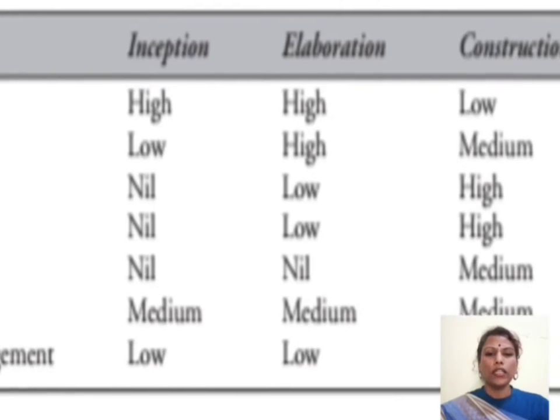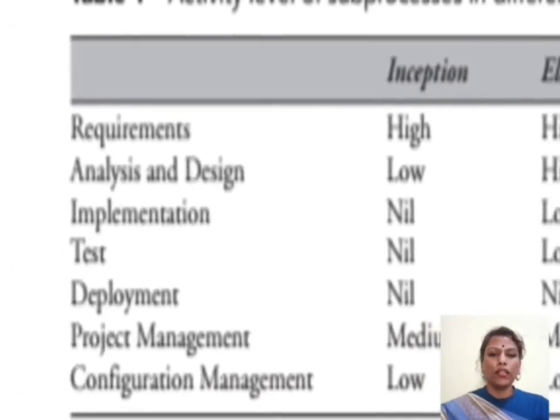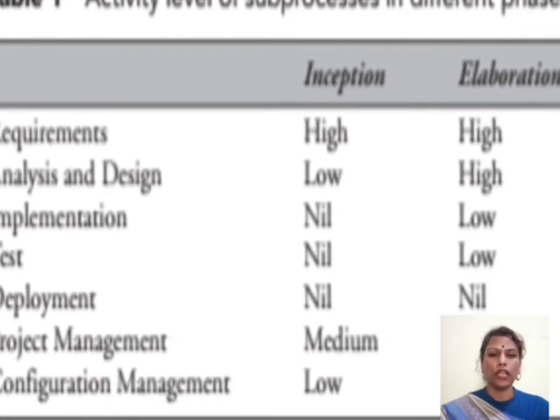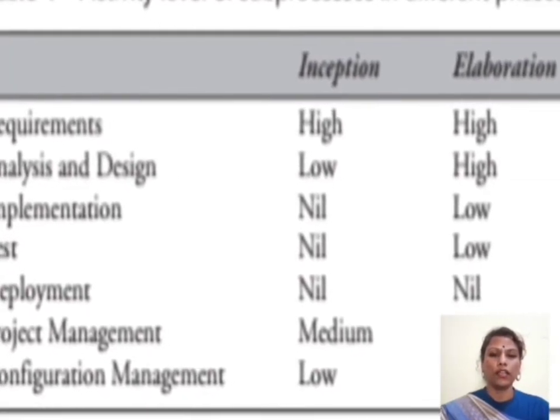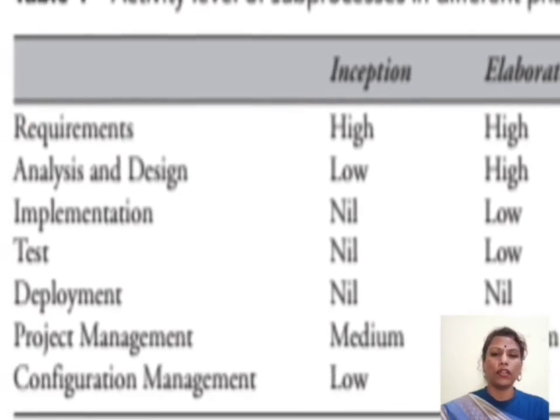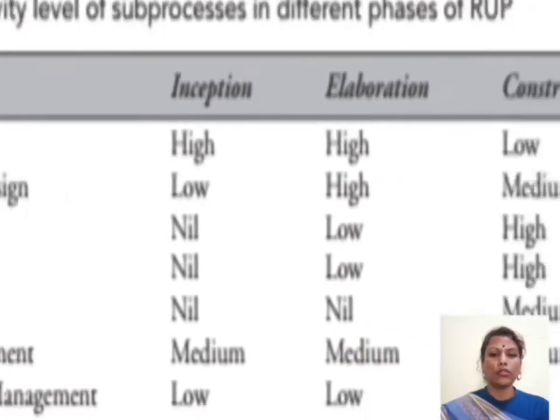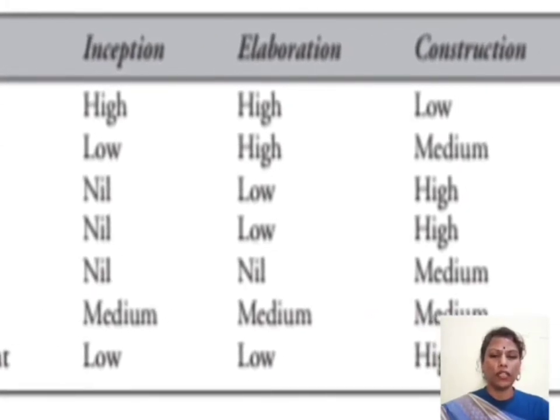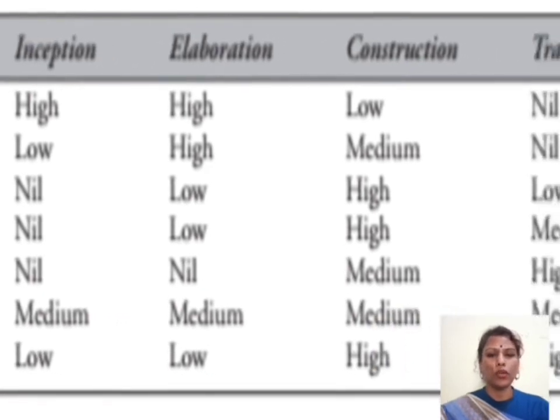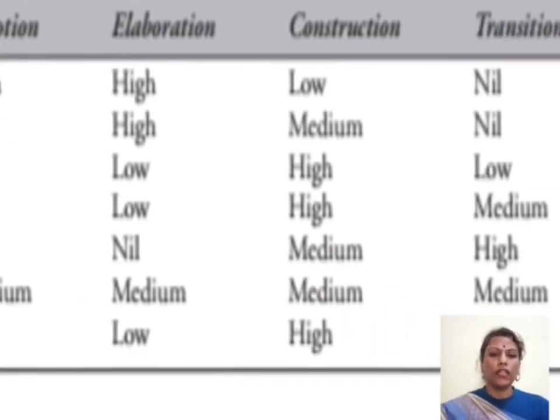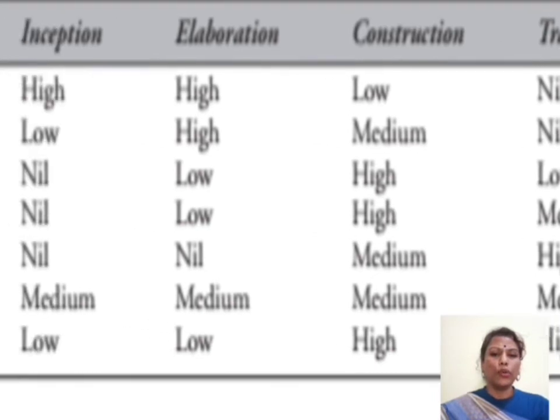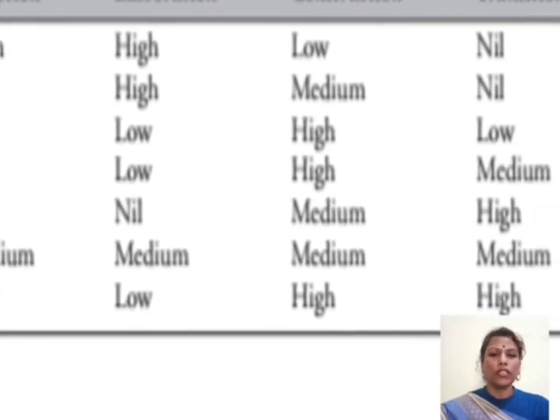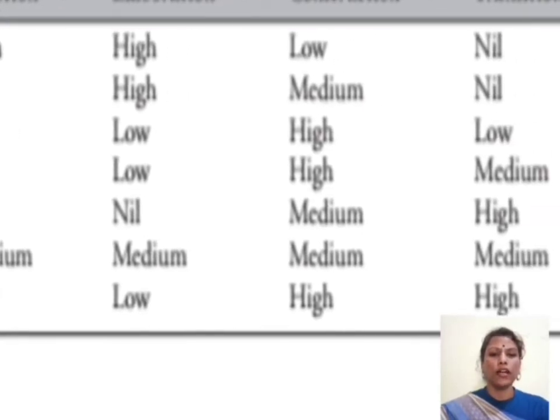Okay. See, in the elaboration phase, we are analyzing the requirements collected in the previous phase. That's why here in the elaboration phase, requirements are high. That means requirement activity is high, and analysis and design is also high, because we are finally elaborating the requirements collected in the previous phase. Okay, and in the construction phase, since we are actually doing coding and testing, that is implementation and testing, this is mentioned as high.